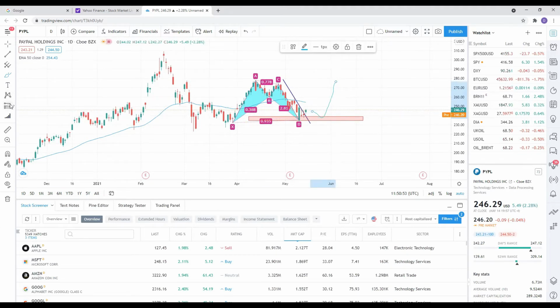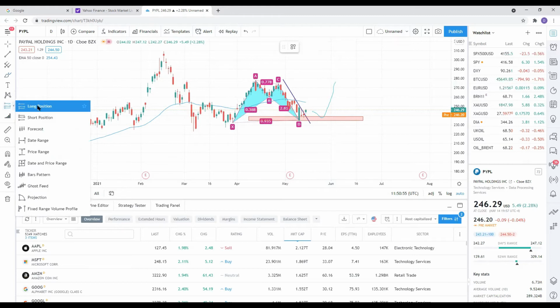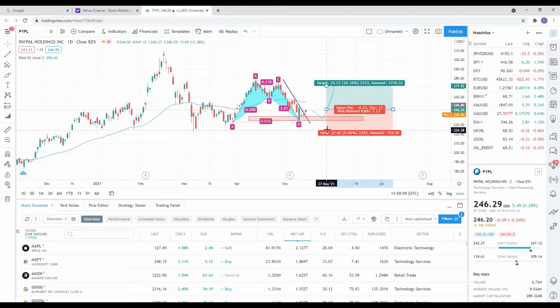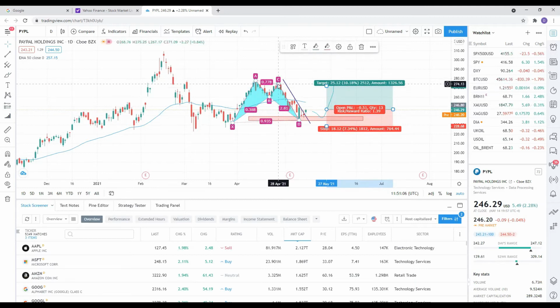So I'll place an order to buy around here. My stop loss will be around here. My target profit will be this point here at point C. Mind you that the size of my potential win is greater than the size of my potential loss. So if this trade turns into a win, this will be the win. If this trade turns into a loss, this will be the loss.